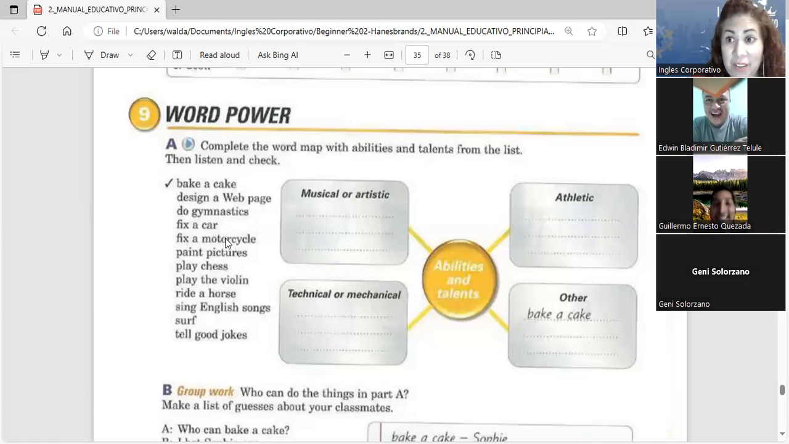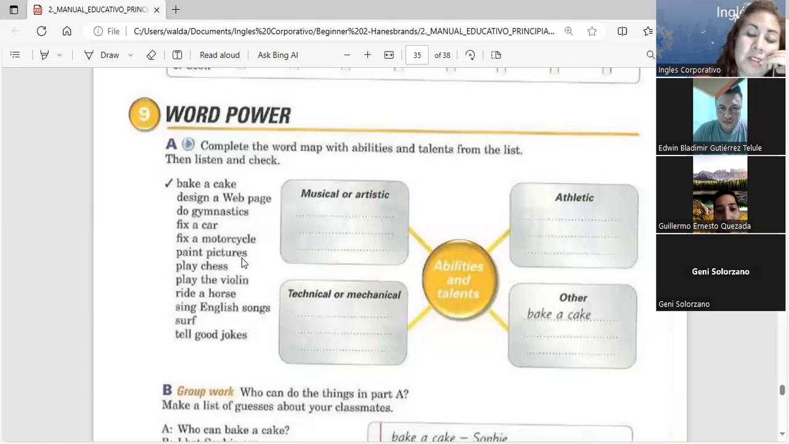Fix a motorcycle. You understand fix a motorcycle? Yes. Okay, good. So what is fix a motorcycle? Again. Can you fix a motorcycle? No, I can't. Okay.